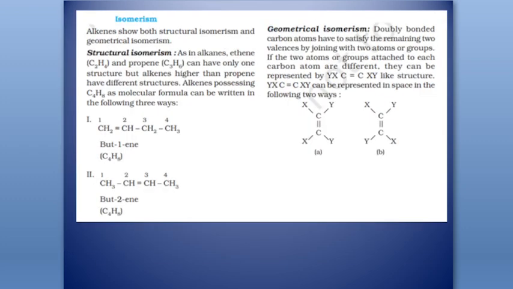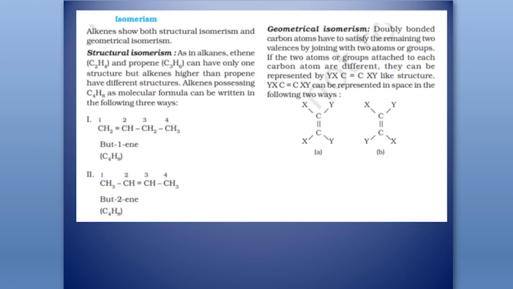Next come to isomerism, structural isomerism, where the position of the double bond of the alkene shifts and the isomers are produced. Let's take but-1-ene and but-2-ene, they are structural isomers of each other. They have the same molecular formula, but they are structural isomers.